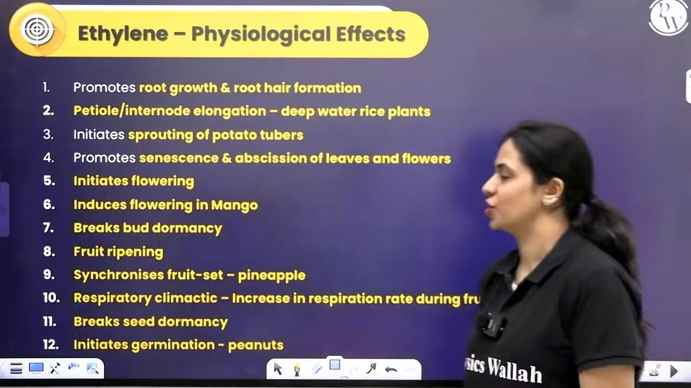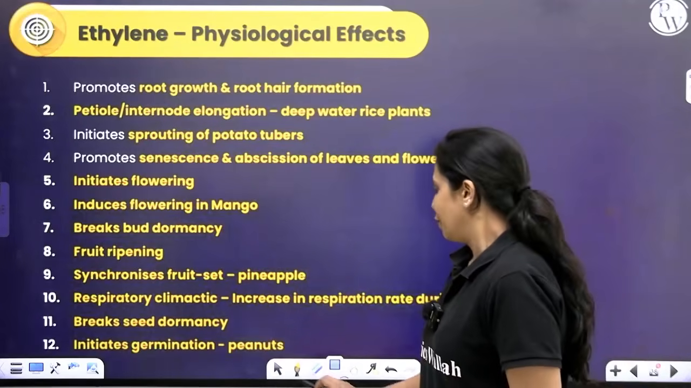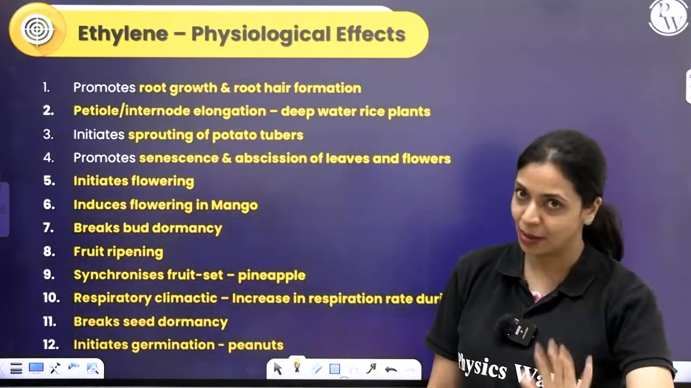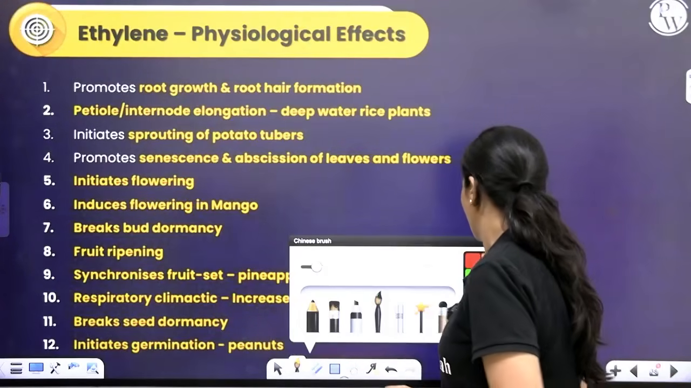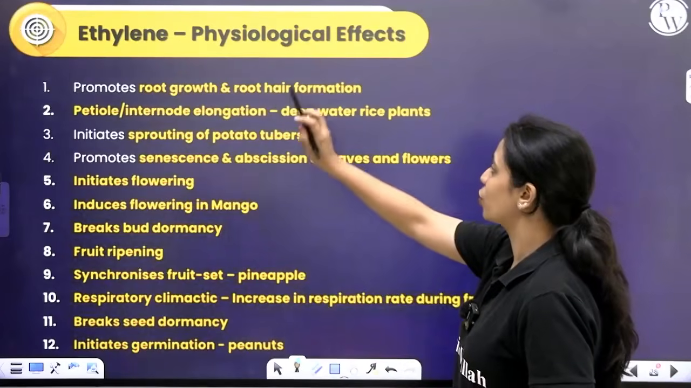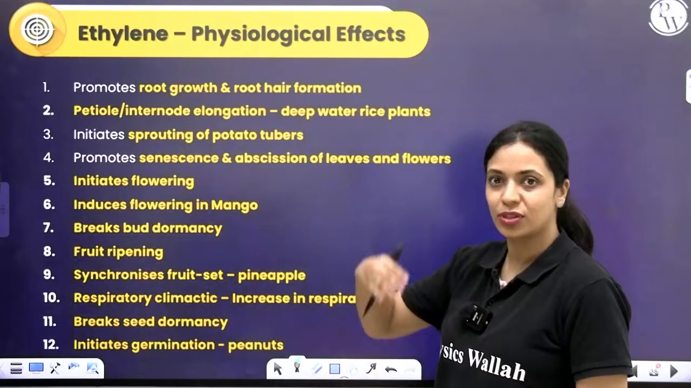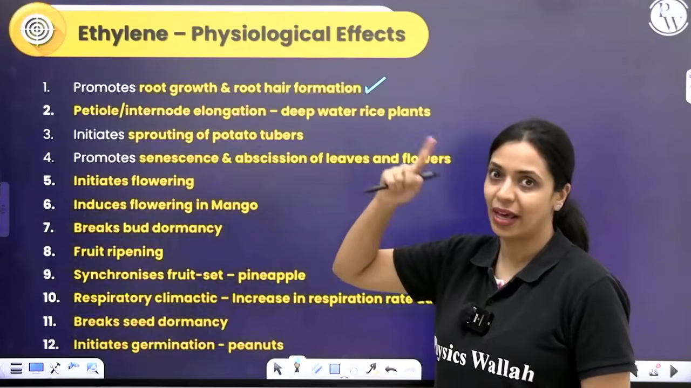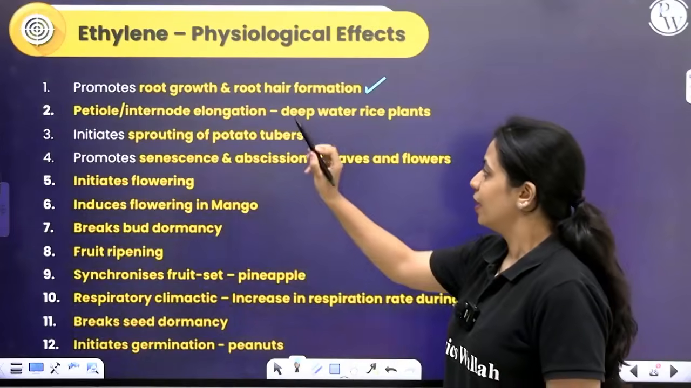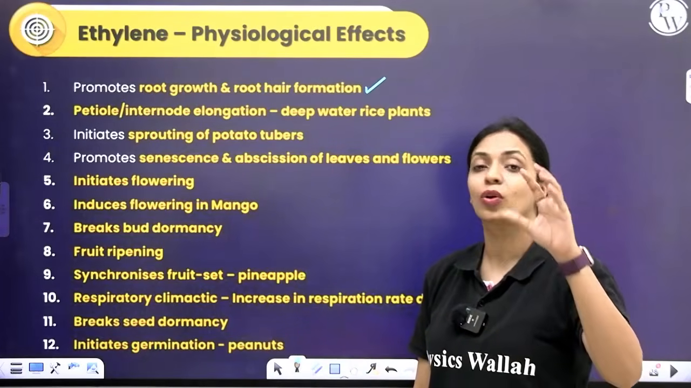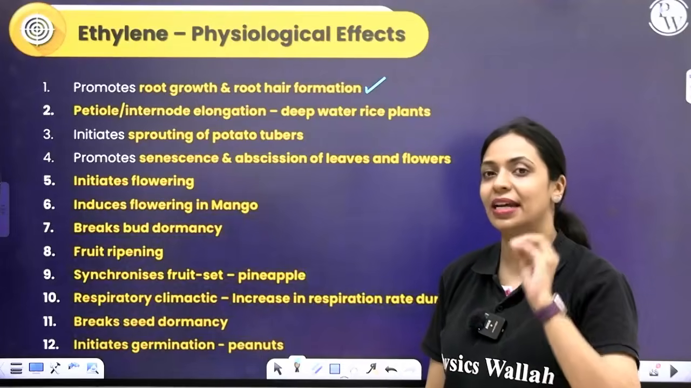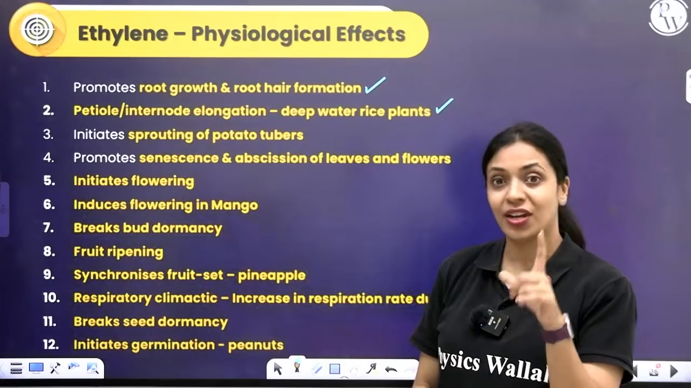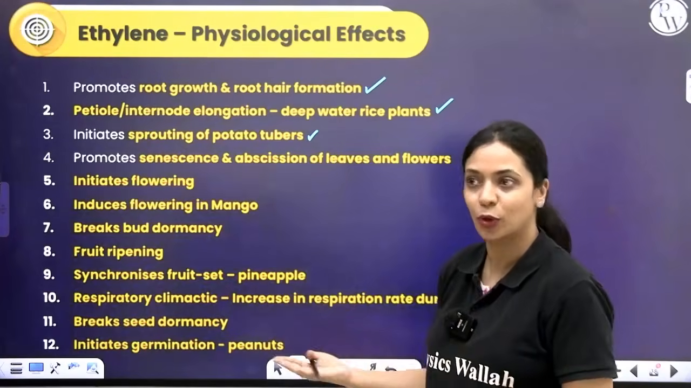Now what are some of the physiological effects of ethylene? Remember, this is one plant growth regulator that has both growth promoting and growth inhibiting properties. Firstly, it promotes root growth. We'll start from the root and go on: root, stem, leaf, flower, fruit, seed, like that. Root: it promotes root growth and root hair formation, which is the growth promoting activity. It also helps in elongation of the petiole or the internode, specifically in deep water varieties of rice plants. Next, in potato tubers, it will initiate sprouting. Now, all these are growth promoting activities, right?